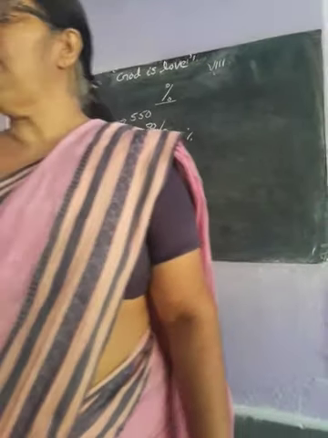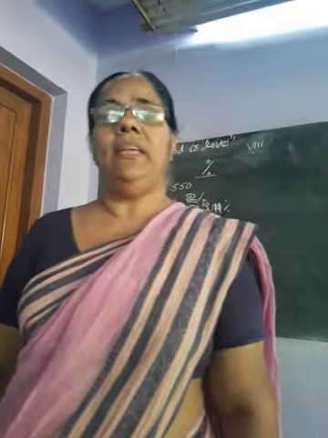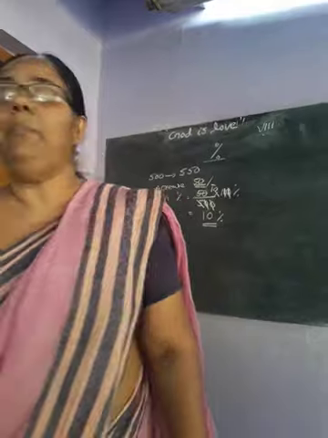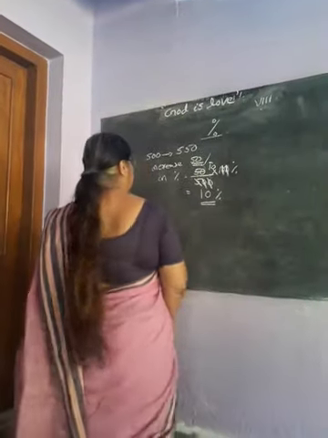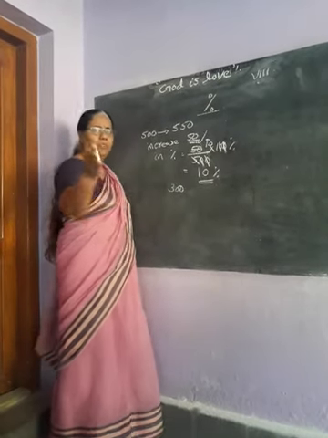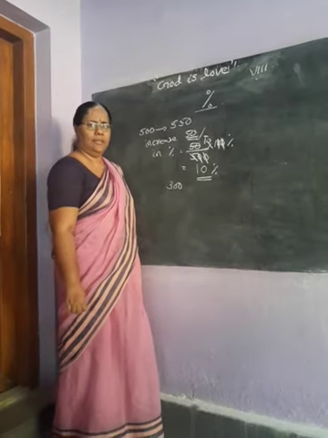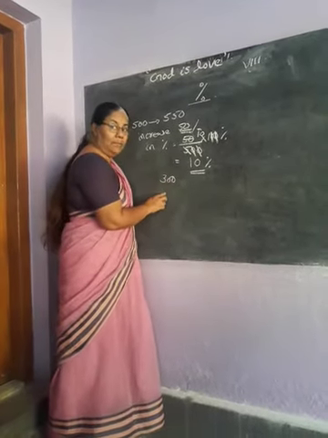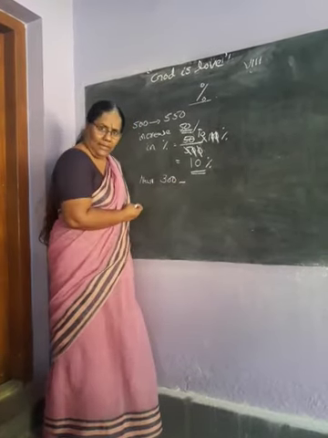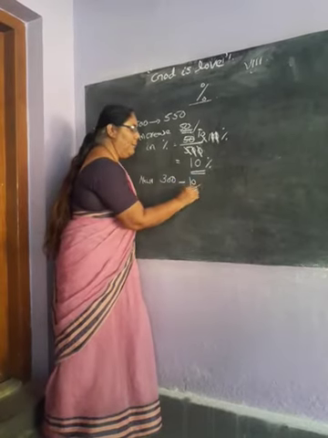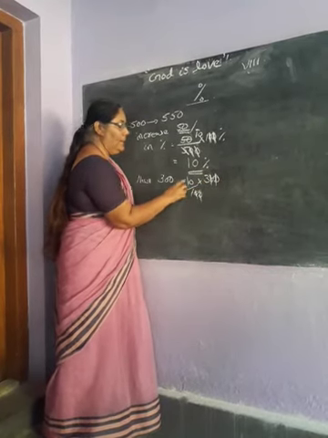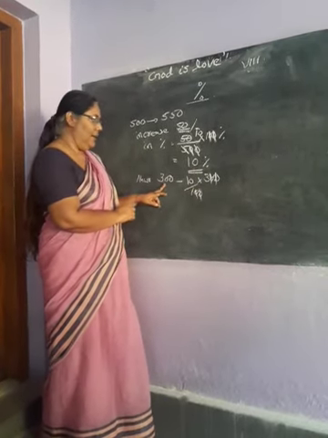Question number 13. The price of an electrical fan is 300. If there is a decrease of 10%, what will be the new price? What's the original cost? 300. Write the step also. Original cost 300. That decreased by 10% means the new value is equal to 300 minus 10 by 100 of 300. What's the answer? 30. That is 300 minus 30.